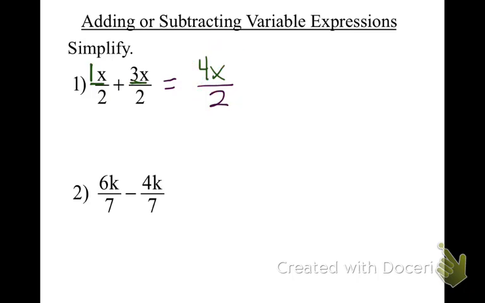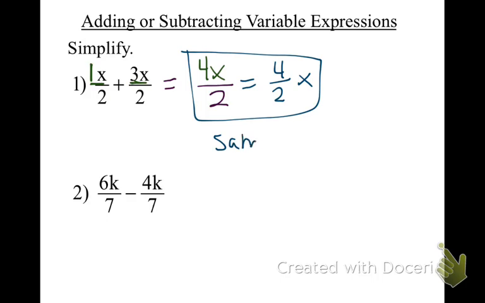Why? Our goal is to simplify, get it as small as we can. Now, technically, you can rewrite this as 4 over 2 and put the x right on the back. These are equivalent. They are the same.